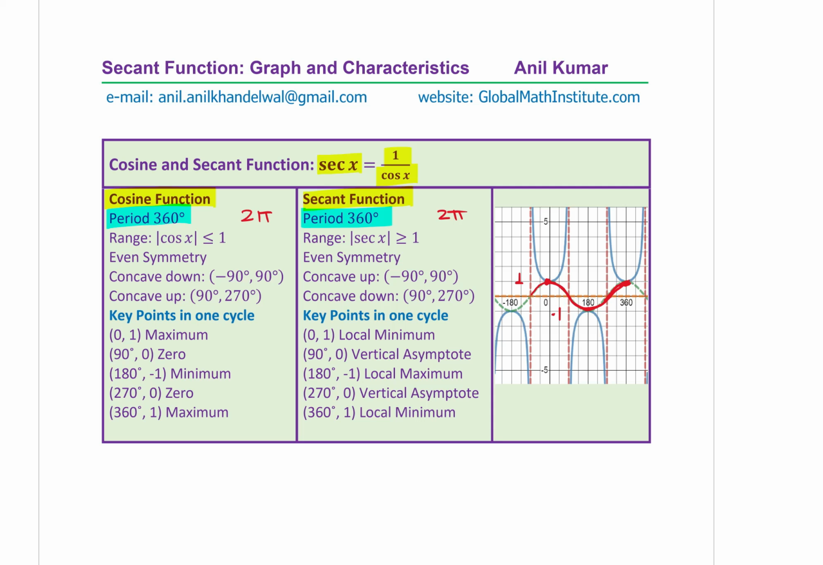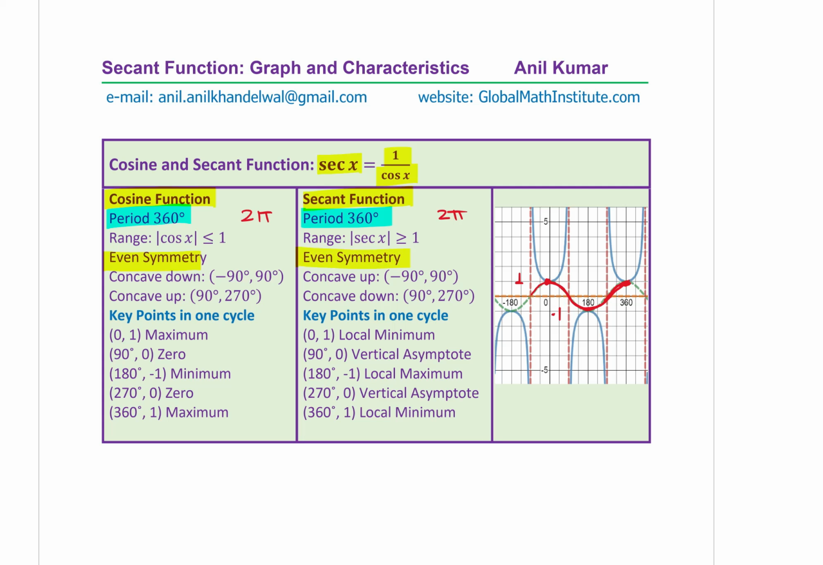So the absolute value of secant x is always greater than or equal to 1, whereas the absolute value of cosine x is less than or equal to 1. And both have even symmetry. All right, so both have even symmetry.